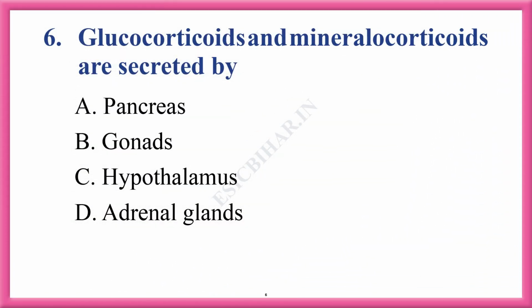Question 6. Glucocorticoids and mineralocorticoids are secreted by A. Pancreas, B. Gonads, C. Hypothalamus, D. Adrenal glands. And the answer is D. Adrenal glands.